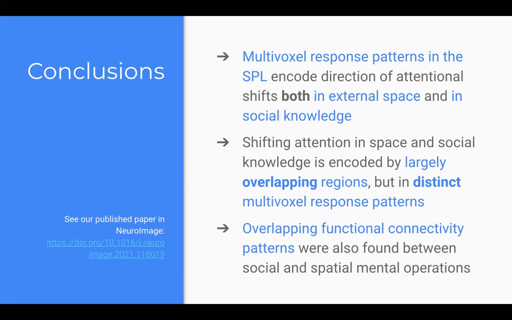A lot of these were exploratory analysis, but in the future, we plan to use similar methods to gain insights into these topics, such as how the brain supports many different kinds of abstract social cognition and how this relates to other kinds of mental processing.